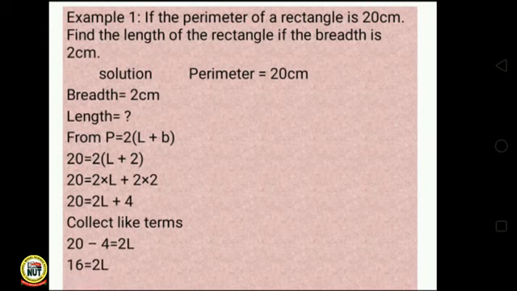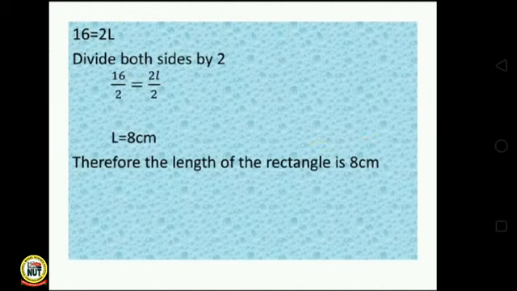Now, 20 minus 4, when you take away 4 from 20, you have 16. So 16 is equal to 2L. Now, when you look at this very well, you observe that at the right-hand side of the expression, we have 2L, and the left-hand side, we have 16. And we are asked to find the length. The L stands for the length, isn't it? And we are asked to find the length.